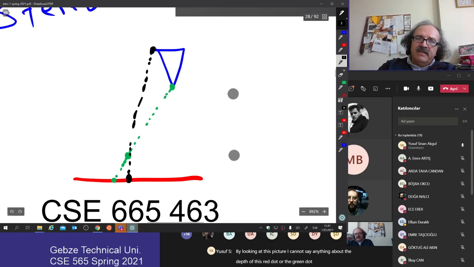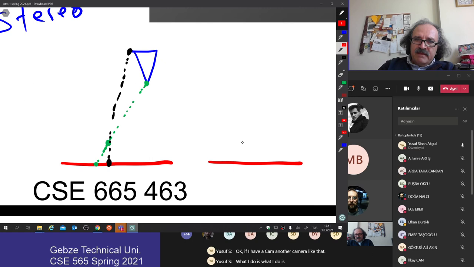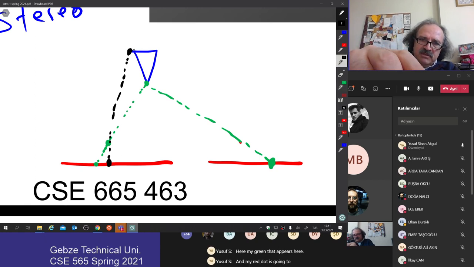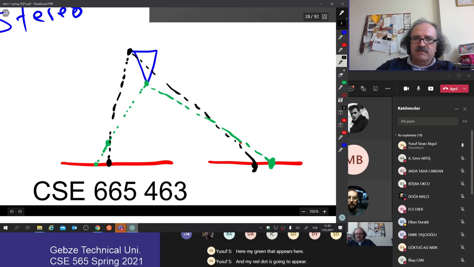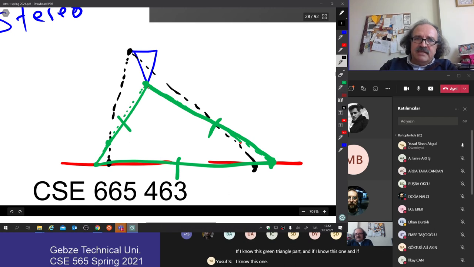But if I have another camera like that, if this is my center of projection, if I do this projection here, my green dot appears here, and my red dot is going to appear here. Their positions change, and their positions on the same object change. If you look at this green triangle, it's a triangle. If I know this green triangle part, and this one, and this one, I can calculate this height, right?